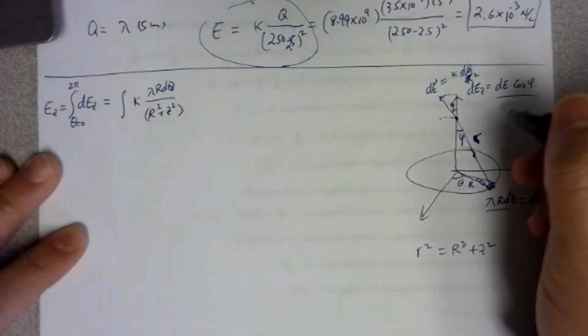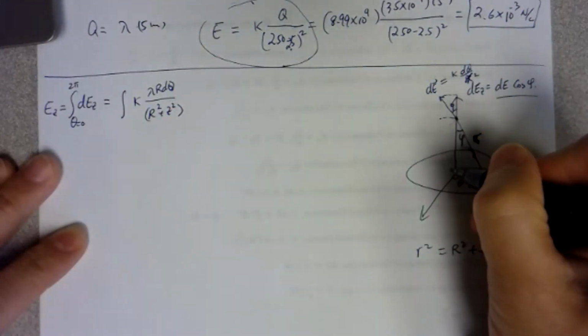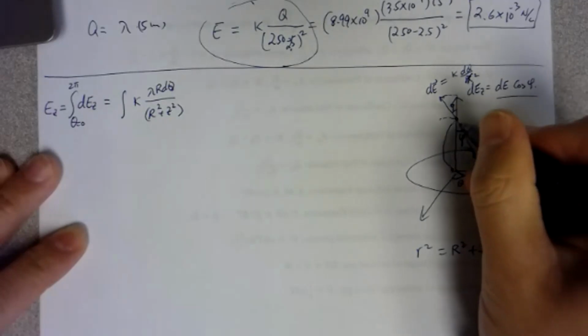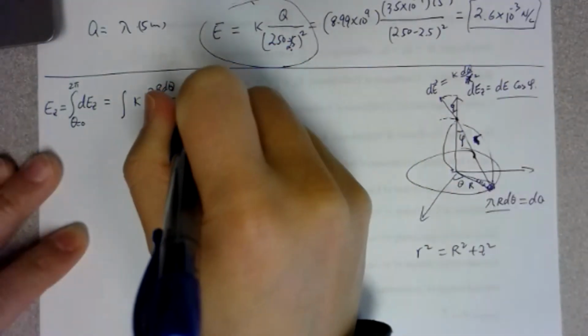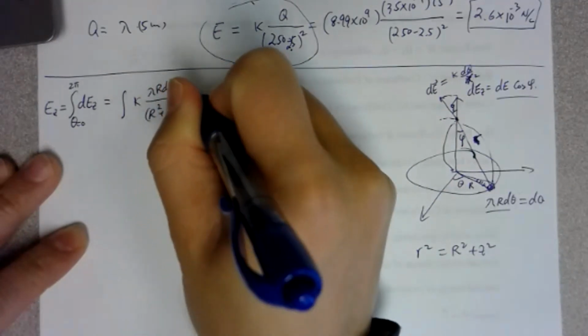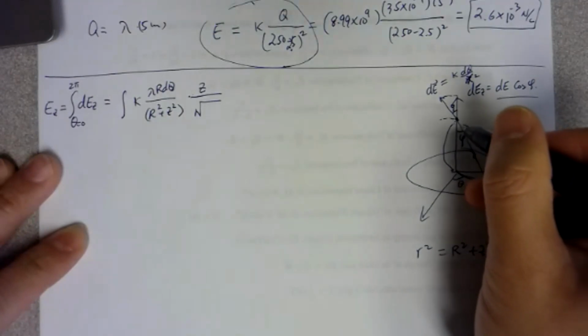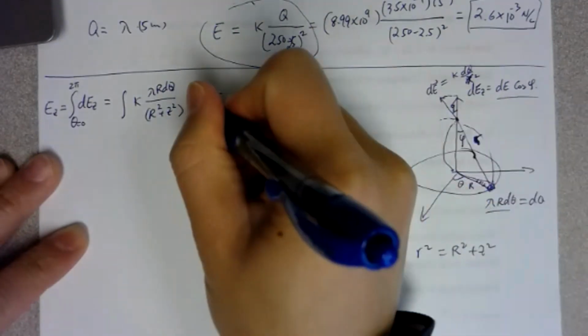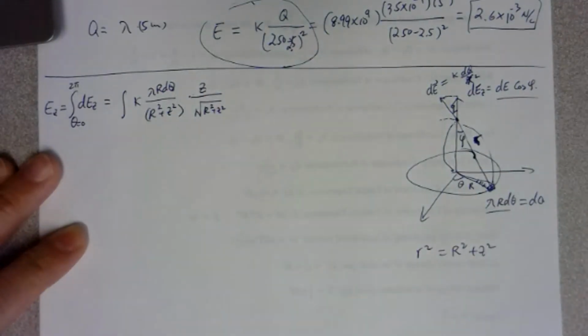And cosine of this phi will be this over this. So cosine of phi, which is z over, so it should be over r, right? R will be the square root of r squared plus z squared, in that case.